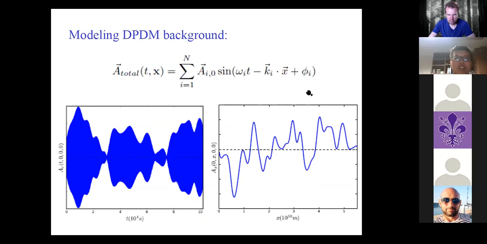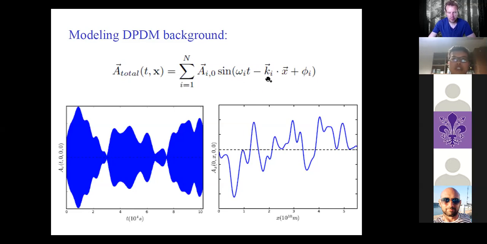Okay, for the rest of my talk, I will briefly talk about what we are doing now. As I mentioned before, we are doing a bump hunting search as a guideline, and now we want to study the detailed features of the signal. So we need to go beyond the coherence time, and we need to model the dark photon dark matter background first. Here we use a sinusoidal function to describe the wave function of each dark photon. Here, omega_i is the frequency of each dark photon, k_i is the momentum of each dark photon, and phi_i is the random phase.